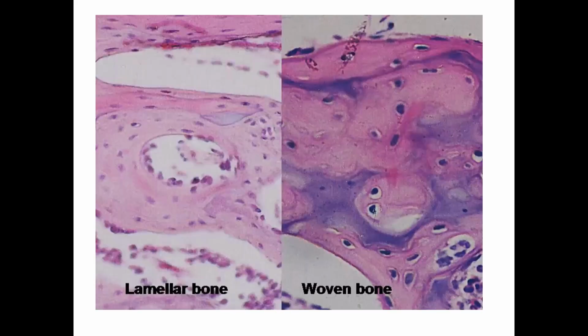Here you have two H&E sections on either side. This is lamellar bone, where you can see the organized structure with parallelly arranged collagen, parallelly arranged osteoblasts and osteocytes. But here this is woven bone. You can see just areas of bone matrix and scattered bone cells.